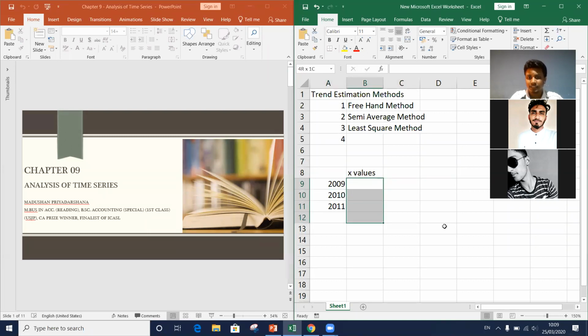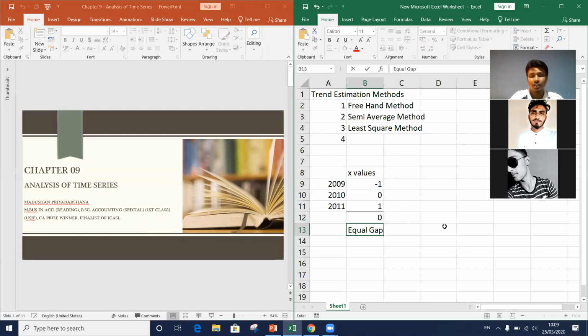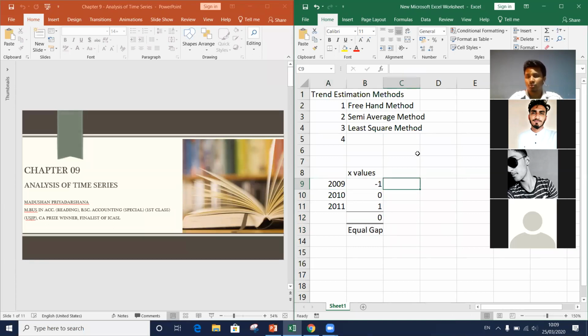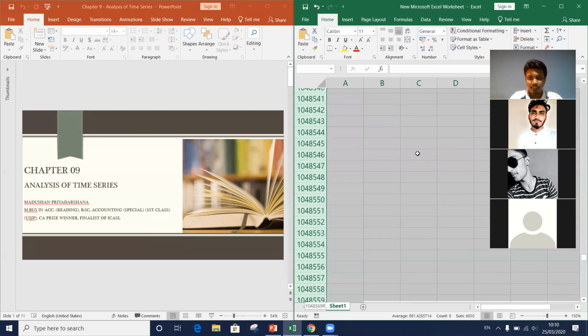When assigning these x values, there were 2 conditions we need to satisfy. One was what? These sigma x values should be equal to 0. Right? The sum of x should be equal to 0. And the other condition is what? There should be an equal gap. So these are the 2 conditions we need to satisfy when assigning x values. Then we have X values and we will have Y values. Based on those formulas, we will be able to calculate the value of A and the value of B, and hence build up the formula Y equals A plus B X. So those are the things we have discussed so far under time series analysis.